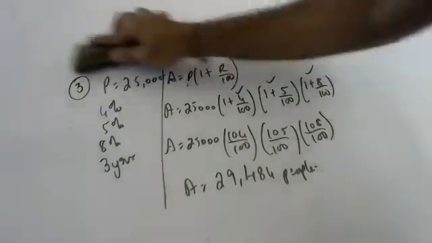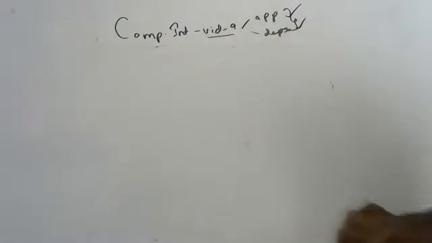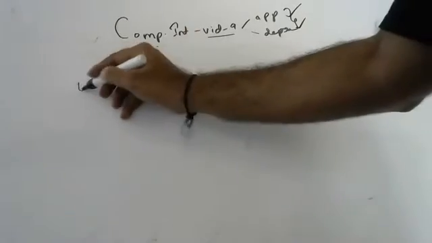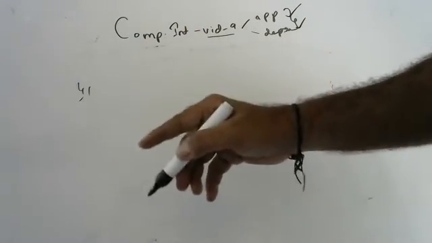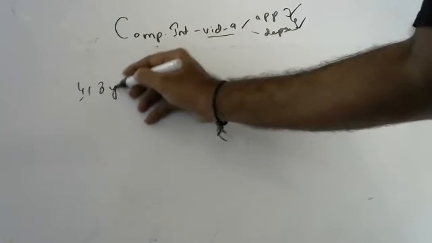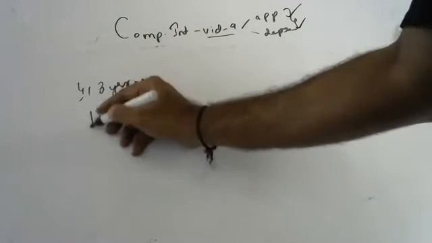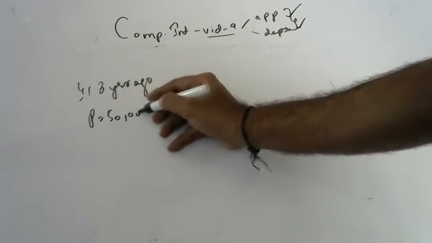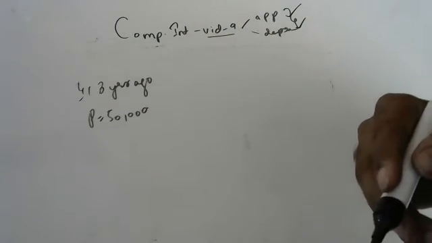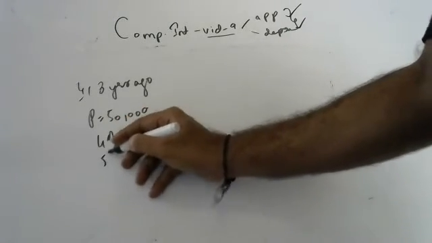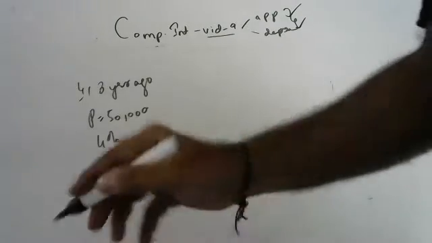Next, Harsha. Yes, sir. 3 years ago, the population was 50,000. If the annual increase during these 3 years is 4%, 5%, and 3%, find the present population.